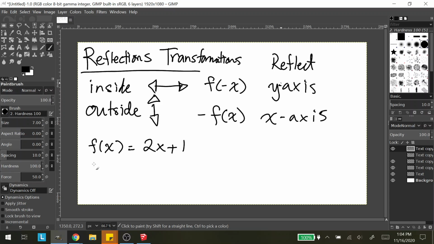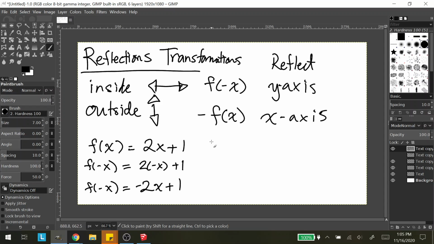So it's pretty simple. If I do f of negative x, if I want to flip it over the y-axis, instead of x, I just put in a negative x. Now, that's just really simple. Negative x, negative 2x plus 1. So we can see it changed the term that had the x to a negative. This is not always the case. It depends on the exponent.